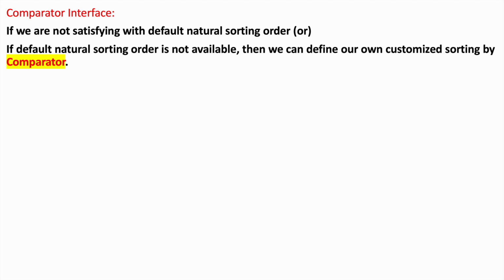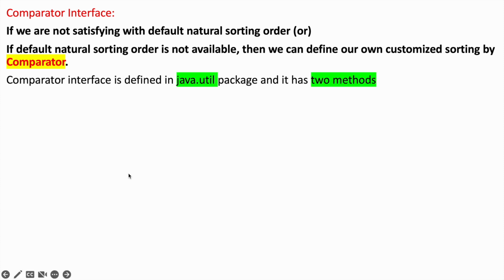Sometimes some classes will not implement the Comparable interface. In that situation, we cannot do sorting. In those situations, and if you want to do sorting based on your own requirements, we can implement it based on the Comparator interface. This Comparator interface is available in the java.util package.